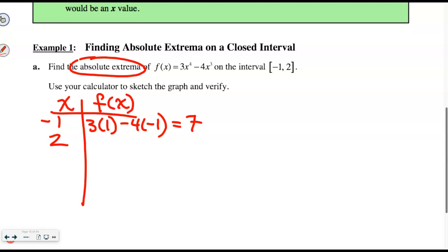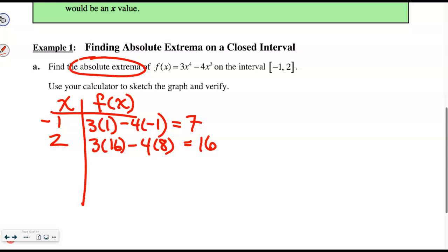So then we plug in a 2, then we do 3 times 2 to the 4th, which would be 16, right? Minus 4 times 2 cubed, which is 8. 48 minus 32 is 16, right? I'm not very good with arithmetic, but I would be defeating the purpose if I took out my calculator, because then I could just graph it. So I now know that negative 1 did not spit out the biggest number, right?